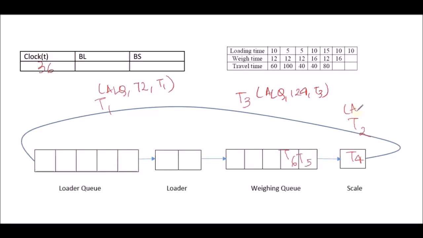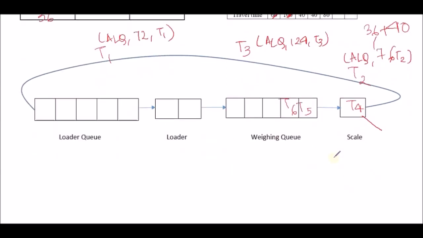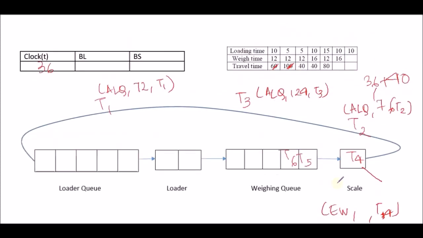Similarly, this is going to be new. So what is it going to be? This is entered, so this is going to be arrival at loading queue for truck T2, and we're going to calculate this as 36 plus 40, because this is already over, and that gives 76. This is also something new. This is going to look like end of weighing for truck T4, and it's going to be 36 plus. Now for weighing, 12 is over, 12 is also over.